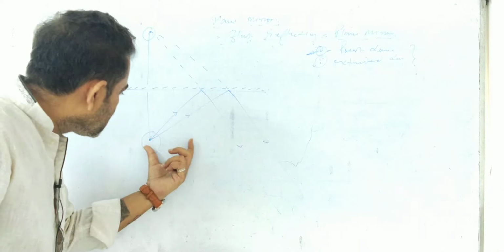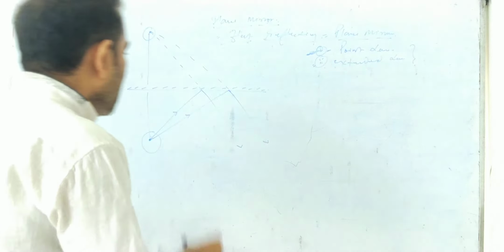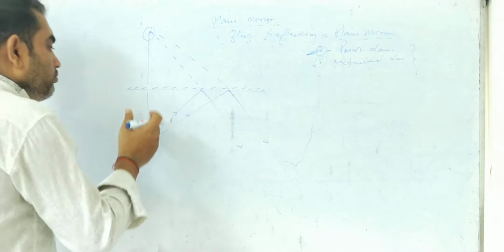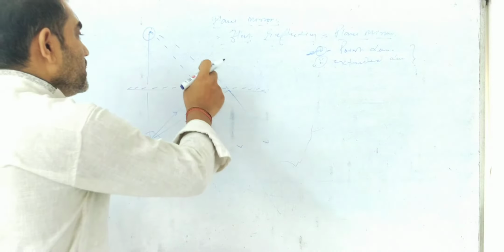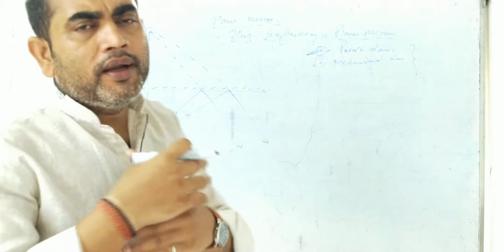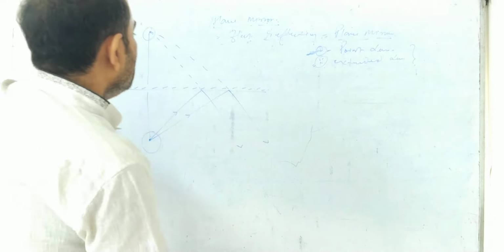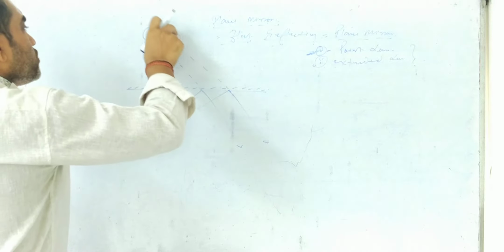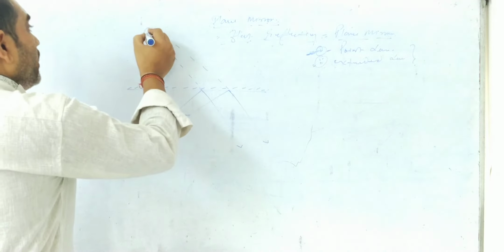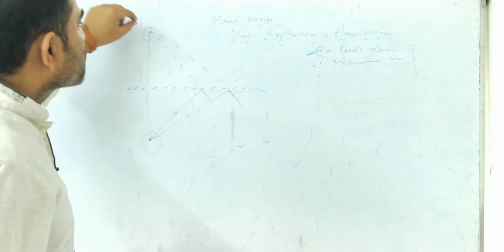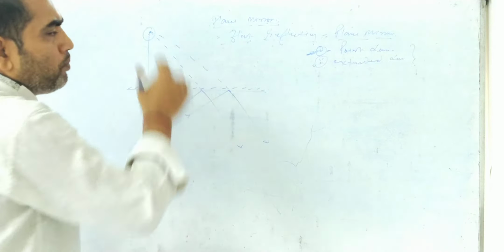So simply what we have to do: take an object, whether it is a point source object or an extended source object. From each and every point, take two rays of light. The two rays of light traveling from that particular point will strike on the mirror. After striking, they will get reflected. They will never intersect each other in front of the mirror. Produce them backward, and while doing so, you will observe that the two rays of light appear to meet at a particular point, and wherever they meet, that will be the position of the formation of the image. So this one is the point source, and this one is the image of the point source.